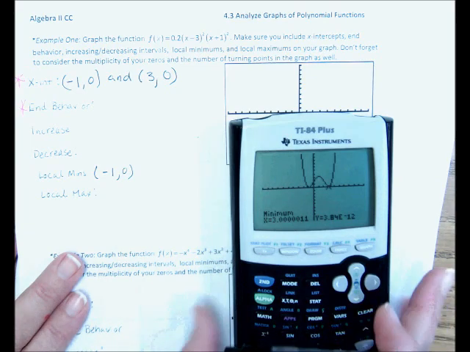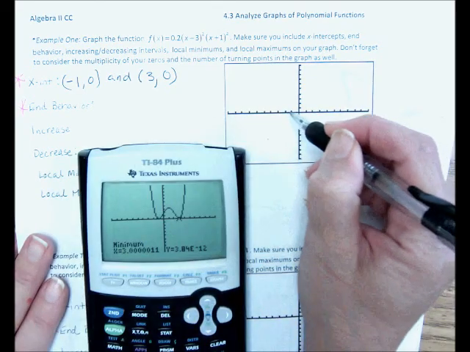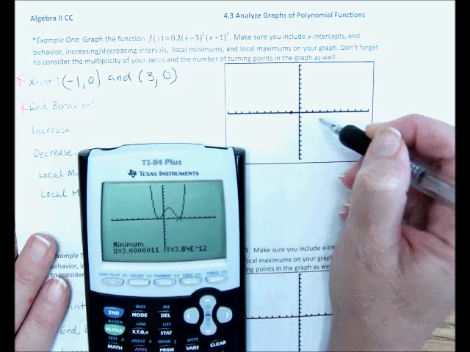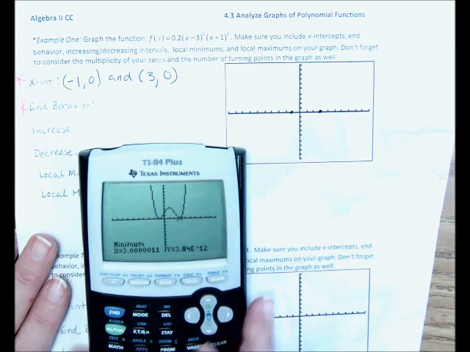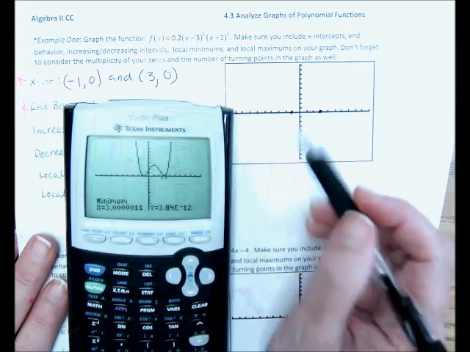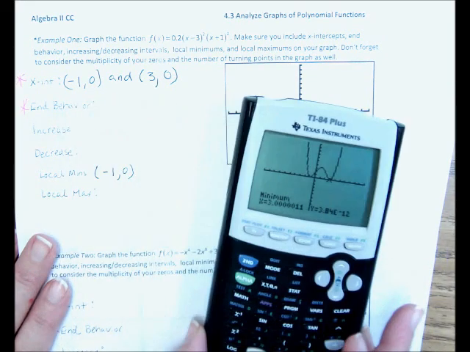So we have that, and I can go ahead and mark that on my graph as points where the graph is actually going to bounce off of my x-axis. So I put a point at -1, 0 and 3, 0.